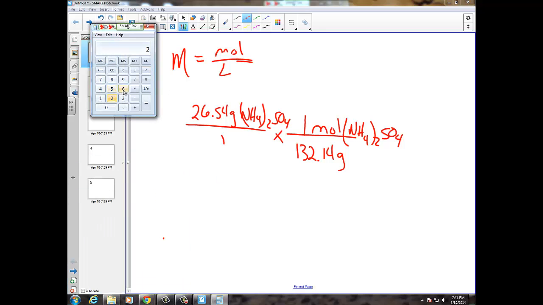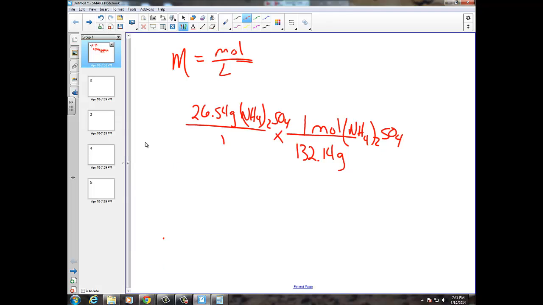So 26.54 grams divided by 132.14 is 0.2008. Give yourself some room, right? Don't just instantly round it off because you're going to need to keep some. So 0.20085. Now what are my units? Well, grams cancels, so moles of (NH4)2SO4. All right, so now I have a mole value, which is what I needed right here.